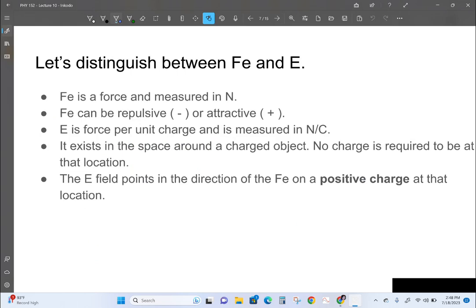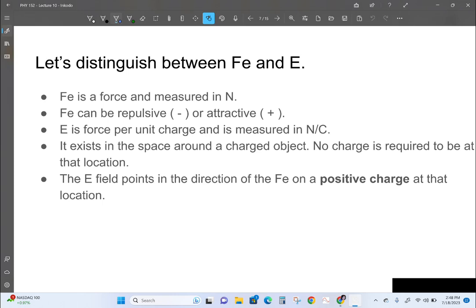So let's make sure we understand the difference between Fe and E. They're both vectors, but Fe is a force and it's measured in newtons, and it can be repulsive or attractive. So if it's repulsive, it'll be negative, and if it's attractive, it'll be positive. E is a force per unit charge. It's measured in newtons per coulomb. It's a quantity that describes a location in space. It doesn't have to have anything there for it to exist. And E fields point in the direction of the Fe on a positive charge.